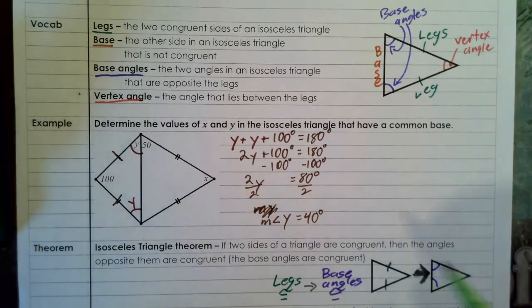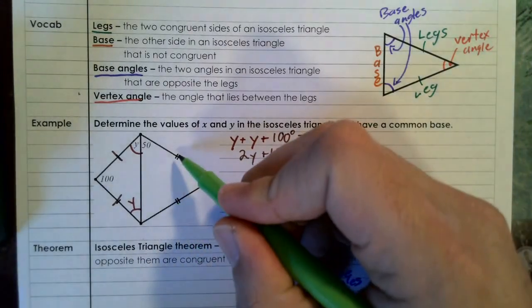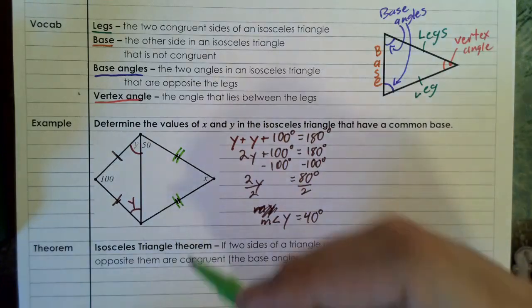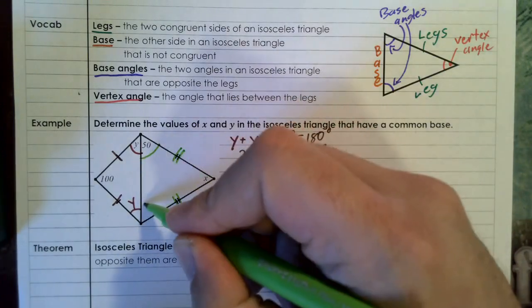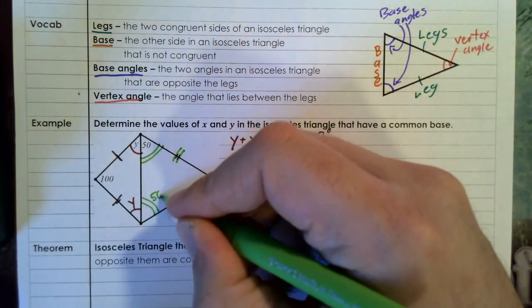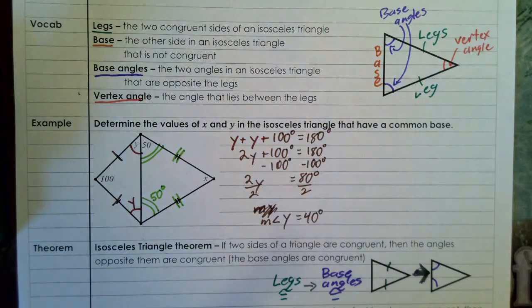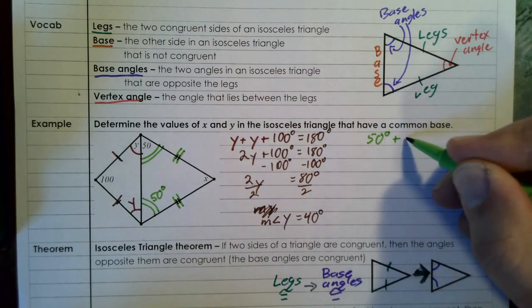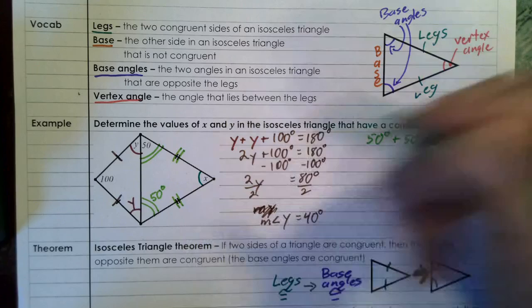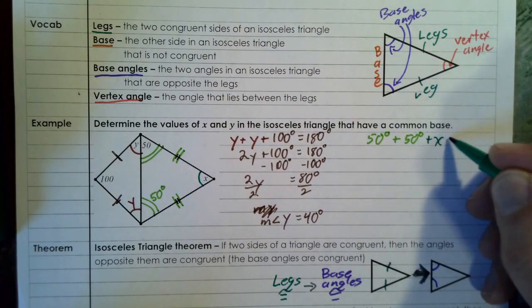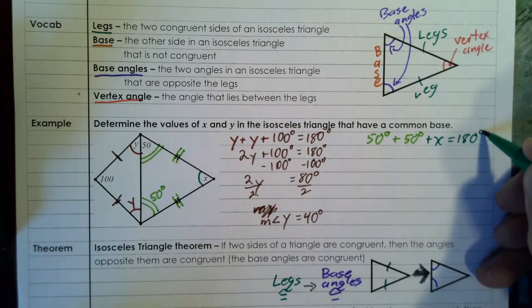We can use that sort of in reverse over here on this other triangle. Since these two sides are congruent, that means that this angle and this angle have to be congruent. So this has also got to be 50 degrees. If those two base angles are 50 degrees, we could add that to our vertex angle over here, x, and that's going to have to equal 180 degrees.